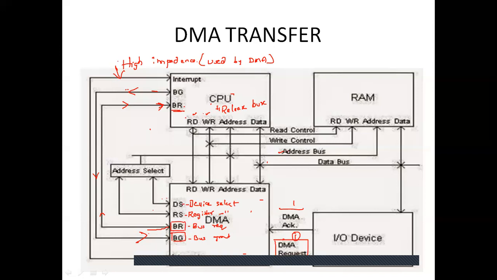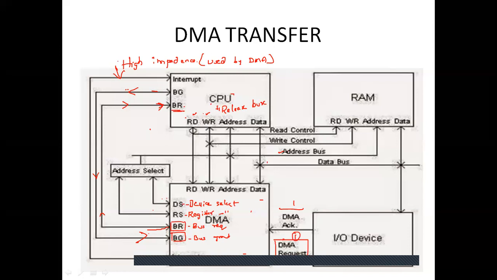Then a DMA bus request is going to be sent to the CPU, requesting the buses. What the CPU will do is release all the buses: the address bus, data bus, and the control bus. Those buses are then allocated to the DMA. Now the DMA can use these buses to transfer the data.